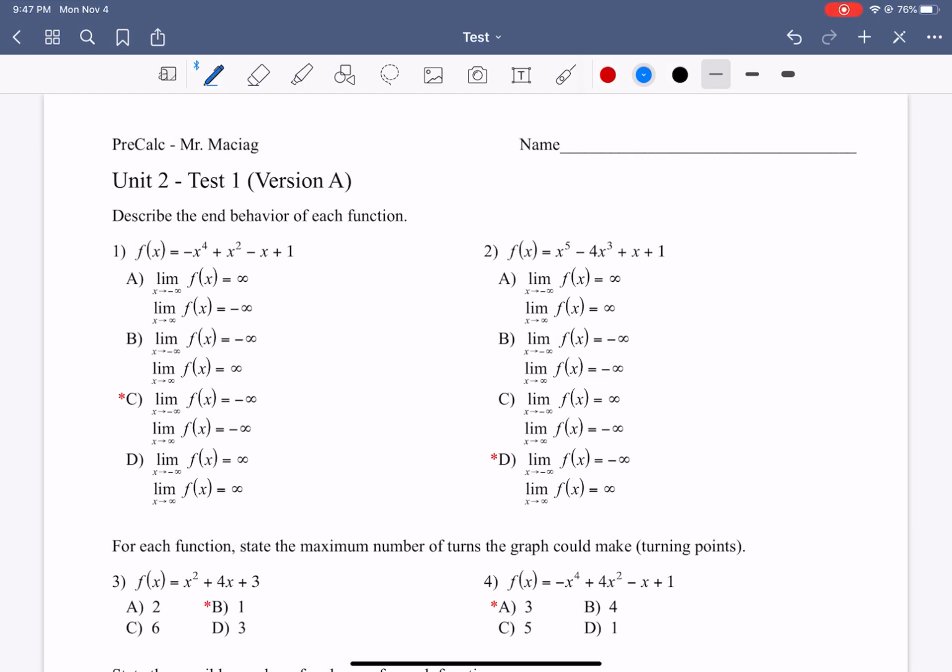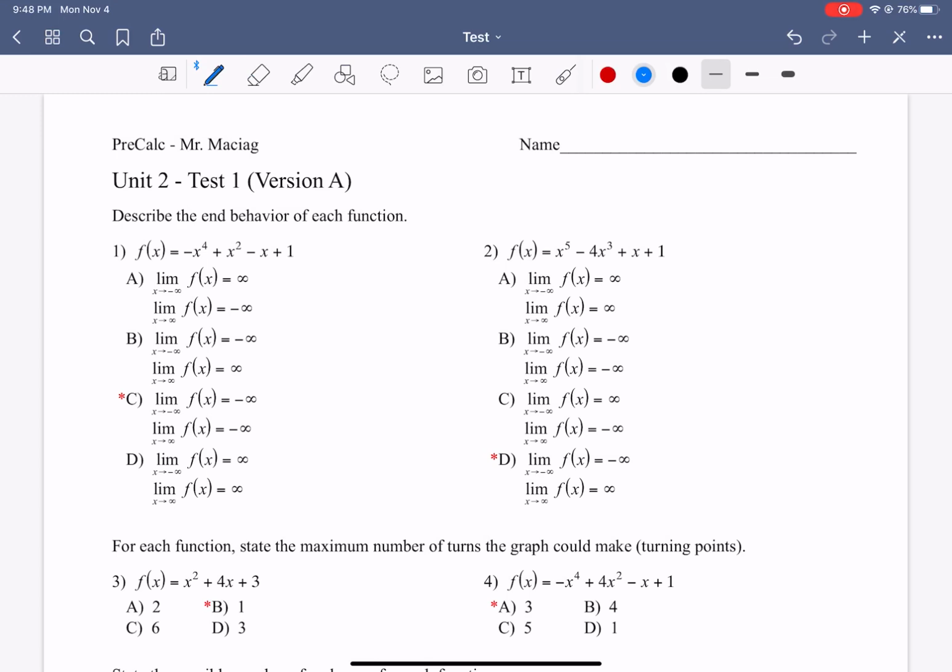All right, so welcome to the review of the last test. Remember, this is for the test retake that will be during class on Wednesday, November 6th. So let's start right away. Most of this stuff we might actually do without the calculator.